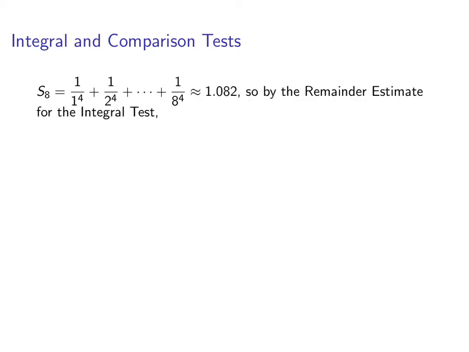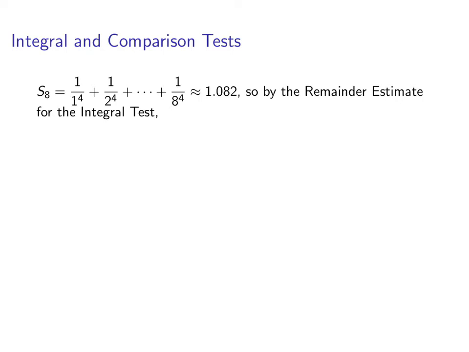Now in part A, we're supposed to approximate the value of the series using 8 terms. So we just have to add up these 8 things. If you put this in your calculator, you end up with about 1.082. That's not really the important thing.